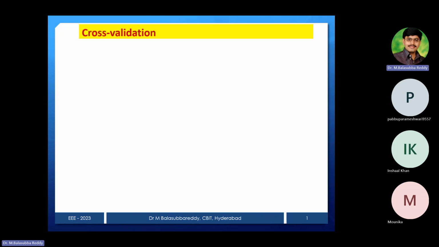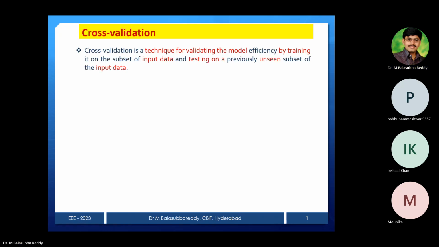We'll see today cross validation. This is one of the important topics in machine learning as well, because so far we discussed training and testing data in the previous classes. Now we'll go for cross validation because there are some drawbacks in training and testing data. To overcome that, we'll see some more techniques. It is cross validation. This technique validates the model efficiency by training it on a subset of the input data and testing on a previously unseen subset of the input data.